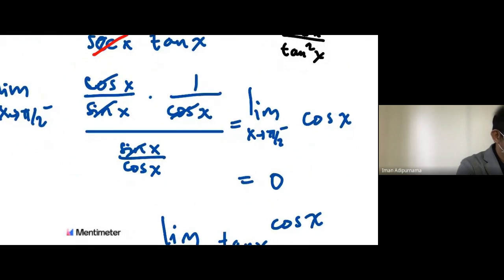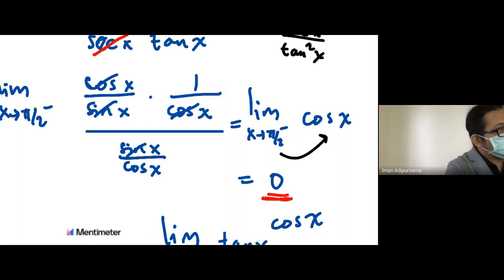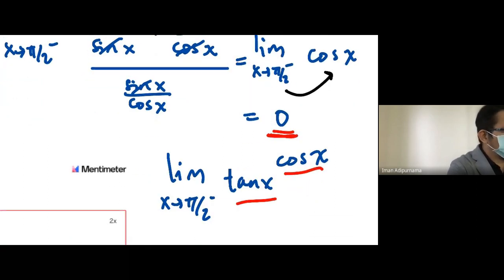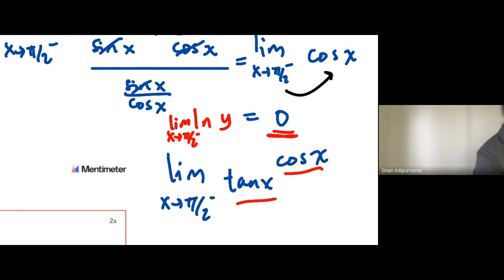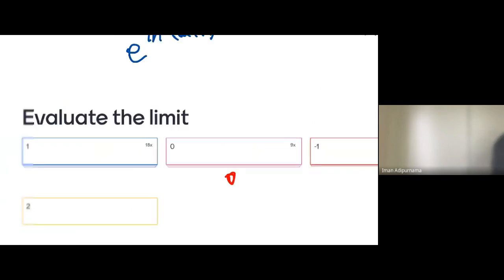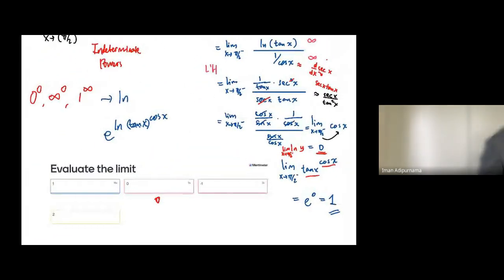And as you know, you can substitute the pi over 2, and it becomes 0. But it's not the final result. So remember, the 0 here, whenever you finish the limit, is not the final result. So for every indeterminate power, you need to rewrite back to the original question. So the original question is this one, right? And this 0 is actually the ln y, right? So you need to convert the 0 back to y. So we need to raise e to the power of 0, and that is equal to 1. So that will be the answer.